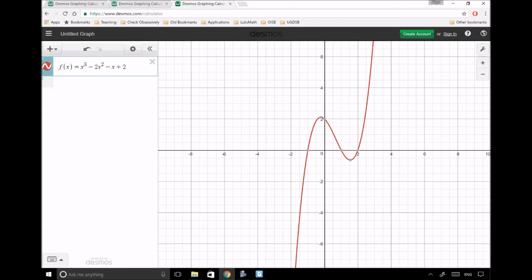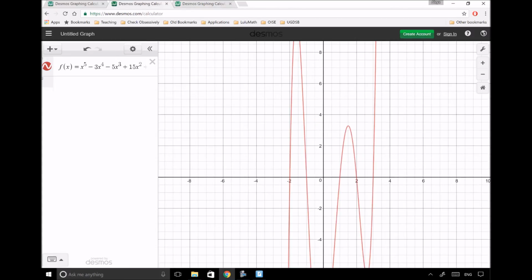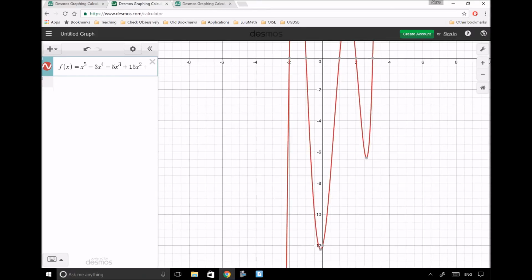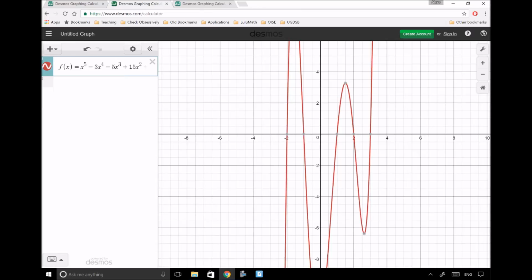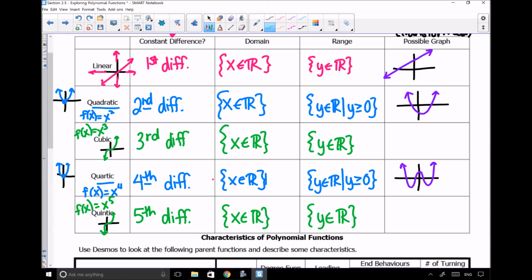Okay, and then if we have a quintic one, the quintic one can do even more. It can go up, and then it can come right back down, and then if I go all the way down here, it can keep going down, and then it'll go up. So it's kind of like a roller coaster right here. And we've got 5 sections right here. That's the maximum number of sections we can have with a quintic. So this is what my graphs would look like if I were to do this right here.